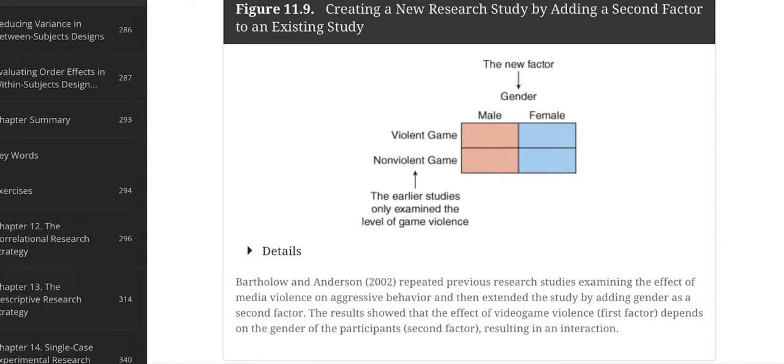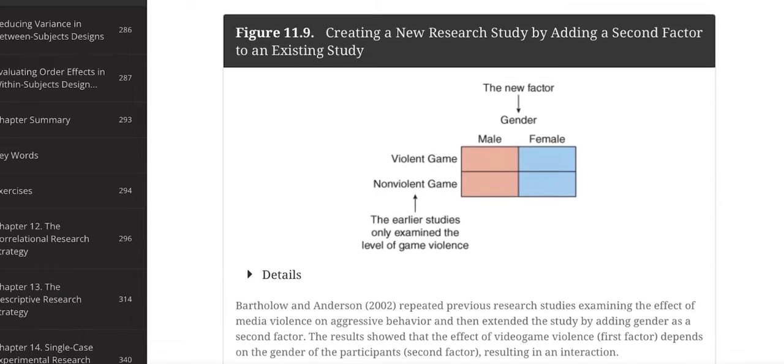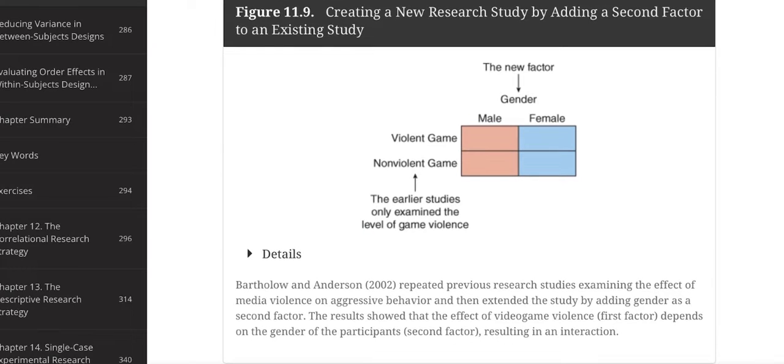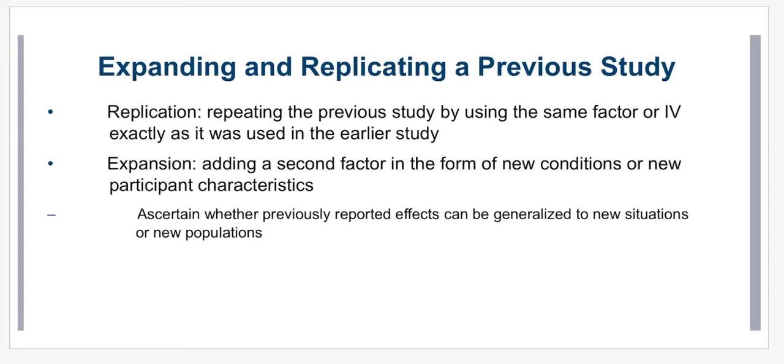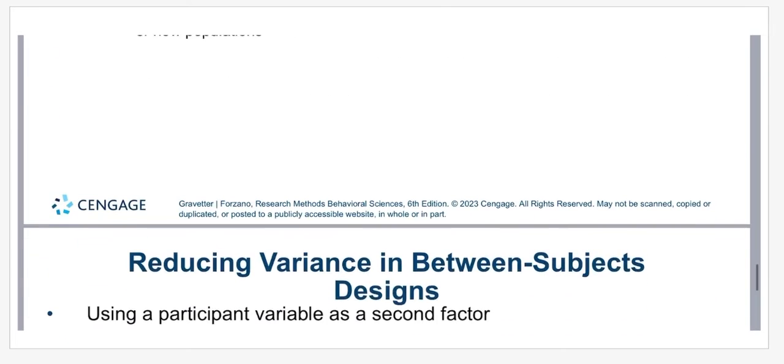And so gender became the new factor, right? And so you can see in this example here, or this figure 11.9, that it now looks like that 2x2 matrix that we are so used to seeing with factorial designs, with our two factors, right? So that is the first possible application.